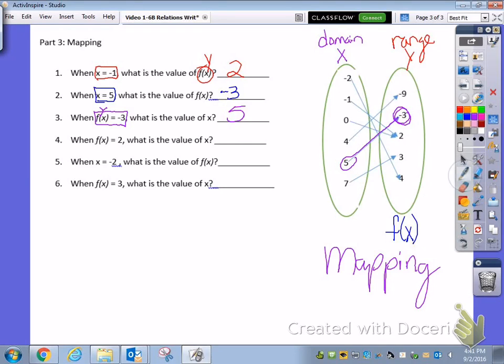And there is another one. What if f of x equals 2? So I go to the 2. Uh-oh, it has 2 arrows. It has an arrow from negative 1, and it has an arrow from 0. So you put both of them, negative 1 and 0. You're going to put both of them. And then I left 2 of them for you to finish. And that is relations written in function notation.